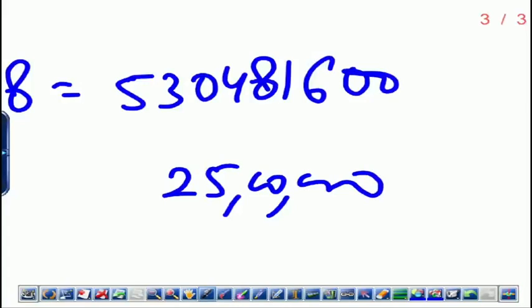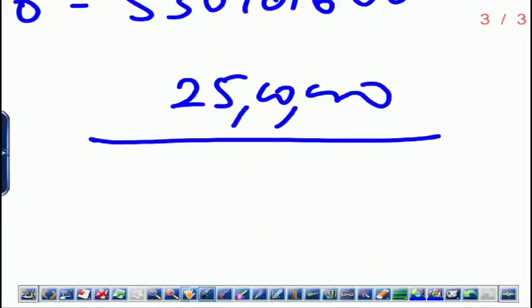So less 25 lakhs. So what is the net amount required today to be borrowed?